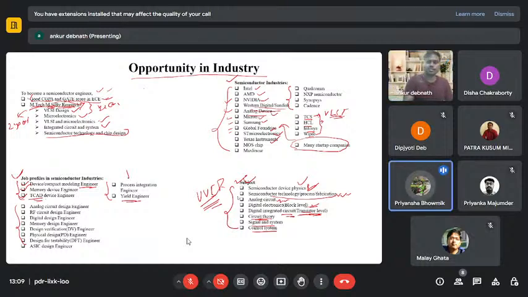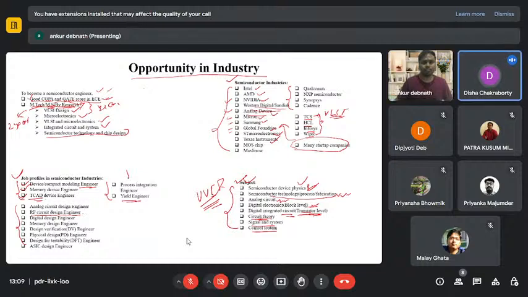Okay, I want to know what is the opportunity in RF circuit designing. Yeah, RF circuit design. See, it's actually a difficult area, a very difficult area. So there are RF circuit design courses there.